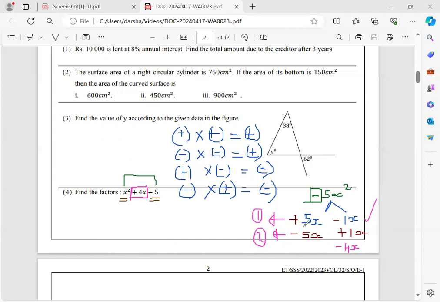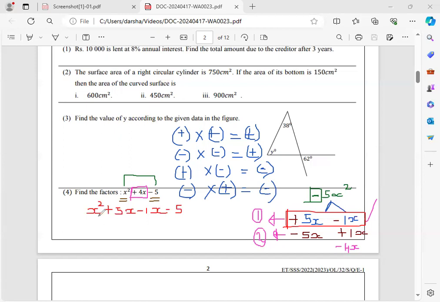Now, after identifying this, in the next step, first you have to write down this x squared. So in the place of plus 4x, you have to write down the same thing. If I write it down: x squared plus 5x minus 1x minus 5.